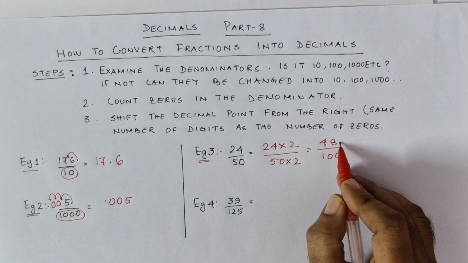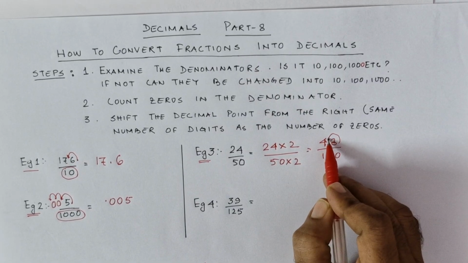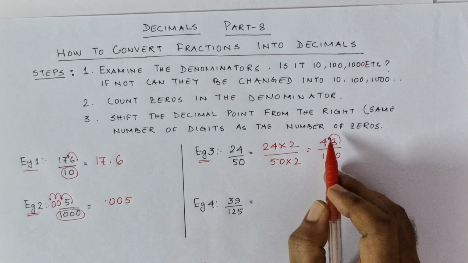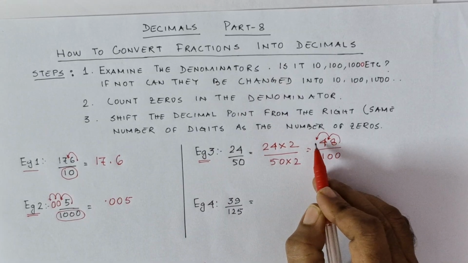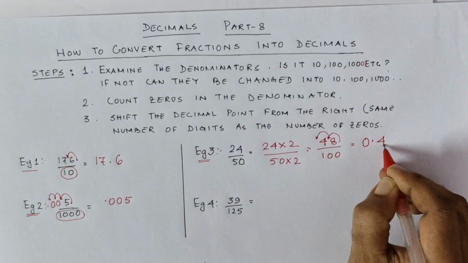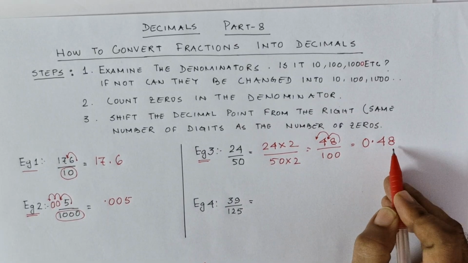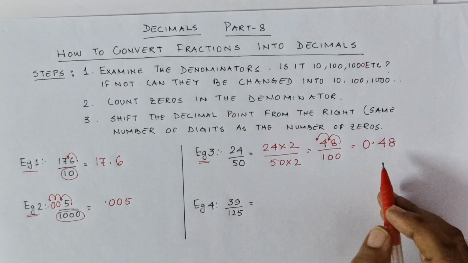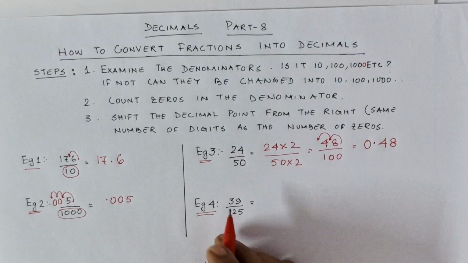So imagine here is the decimal point. I need to move to the left. How many places? The number of zeros, 2 places. So 2 zeros. See, so it moves here. So the answer will be 0.48. Always write a 0 before the decimal. So 0.48. The 0 indicates that there is no whole number. Okay. So 0.48. Got it? So let's do this. Example 4.